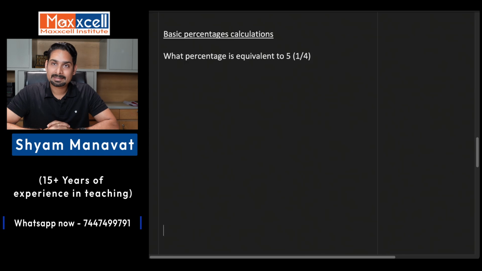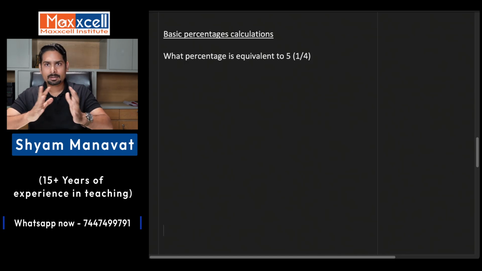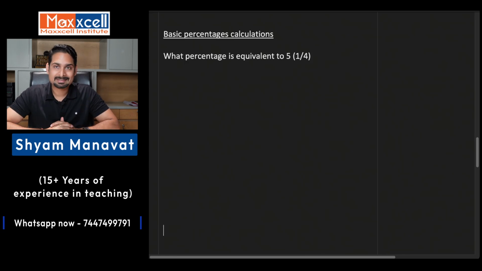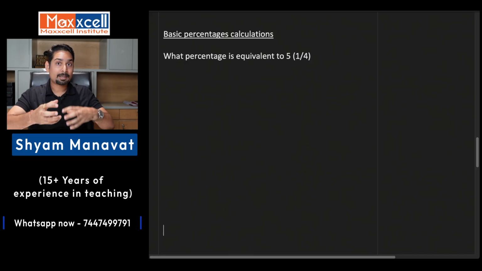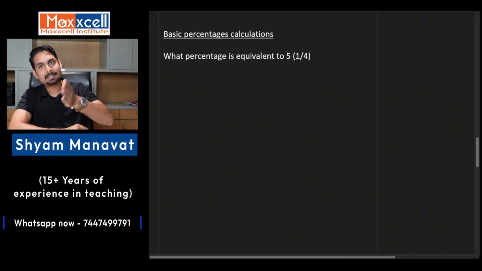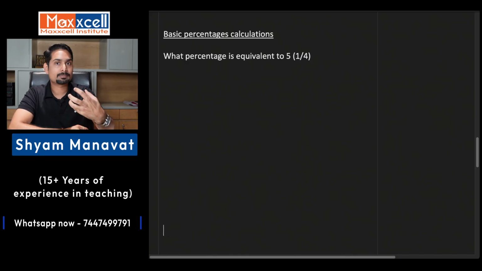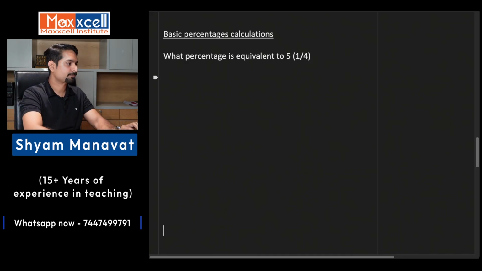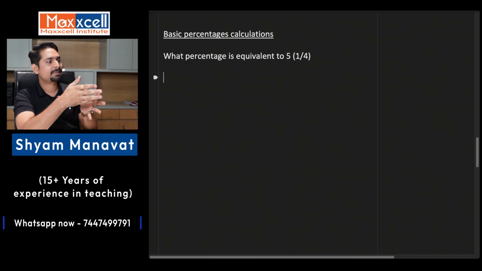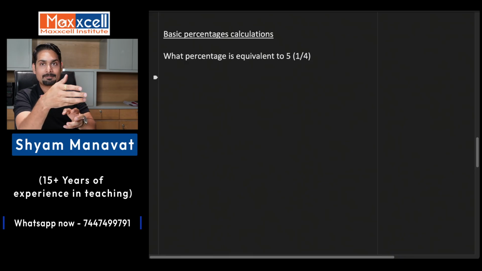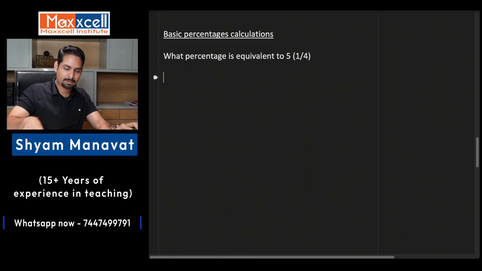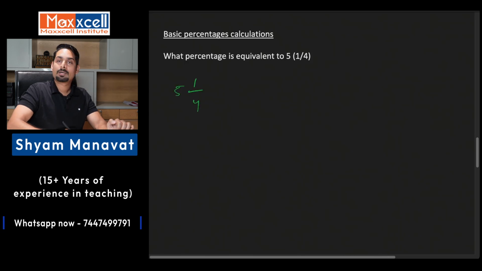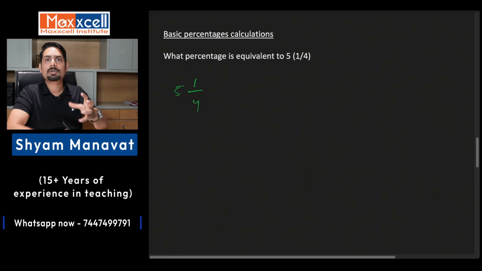Now let's do some basic calculations on percentage, just to warm up, just to understand in more detail. Some basic calculations which will make you comfortable with percentage, and then later we'll start solving some problem solving questions. Okay, so here you have what percentage is equal to 5 integer 1 by 4. That means if you have this mixed fraction, 5 integer 1 by 4, and I convert this into percentage, what will be the percentage value?